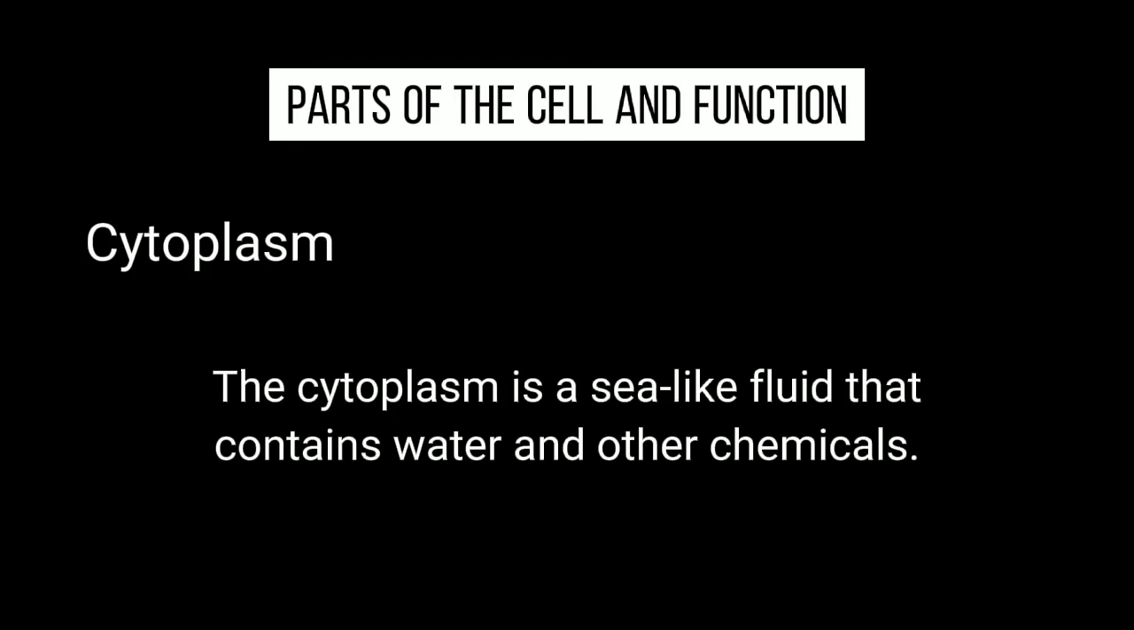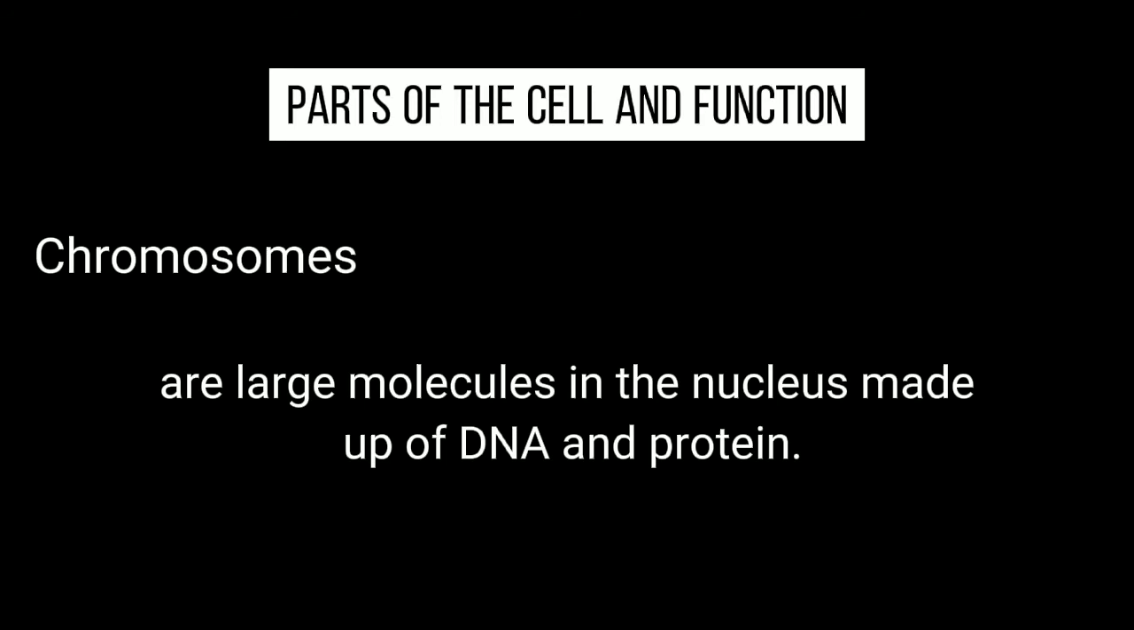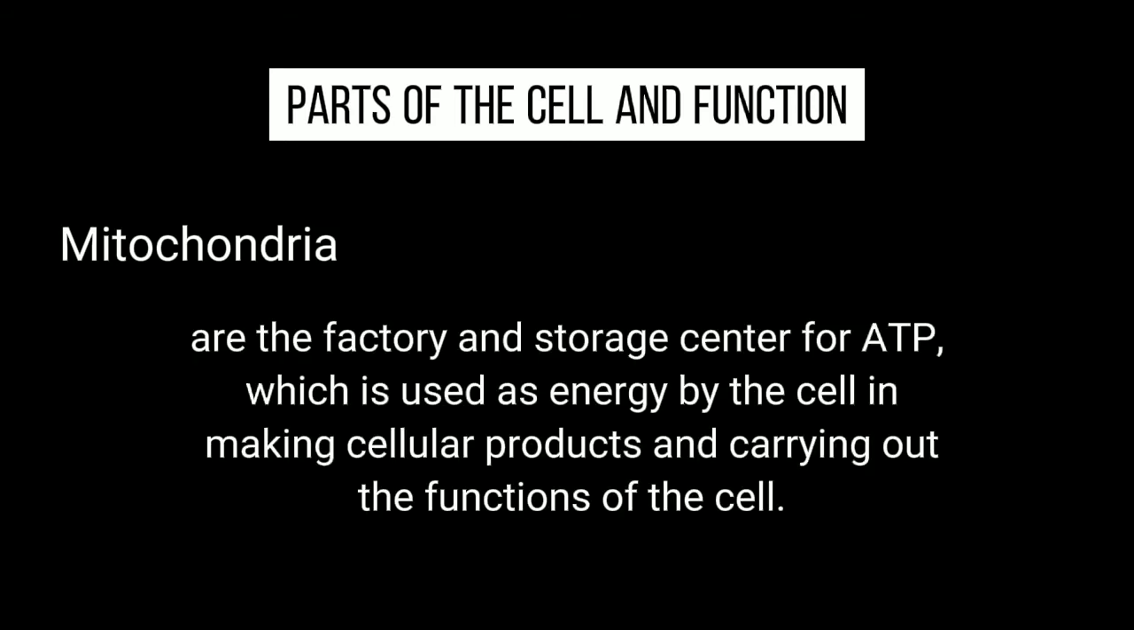Cytoplasm. The cytoplasm is a jelly-like fluid that contains water and other chemicals. The nucleus. The nucleus is the control center of the cell that contains the chromosomes with their genetic material, DNA. The nucleus controls all cellular functions. Chromosomes are large molecules in the nucleus made up of DNA and protein. Mitochondria are the factory and storage center for ATP, which is used as energy by the cell in making cellular products and carrying out the functions of the cell.